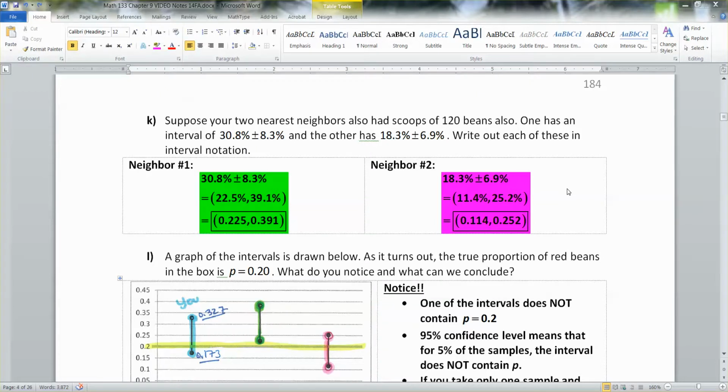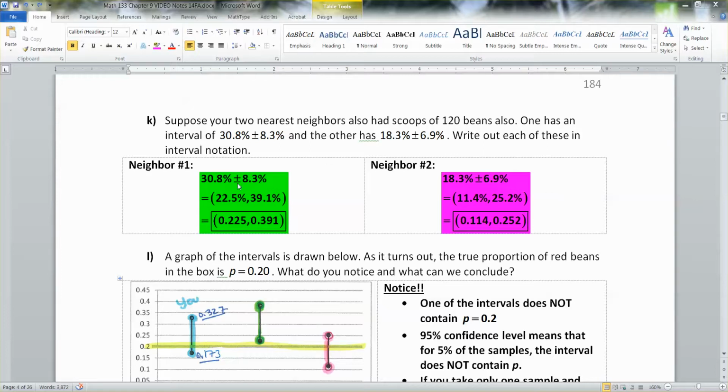So continuing with our bean example, suppose you have two neighbors sitting next to you in class, and they also take scoops of 120 beans. One has an interval that's 30.8% plus or minus 8.3%, and the other has 18.3% plus or minus 6.9%. So write out each of these in interval notation.